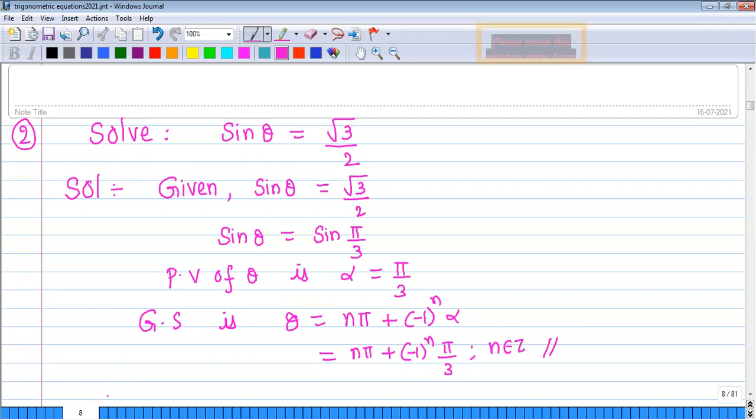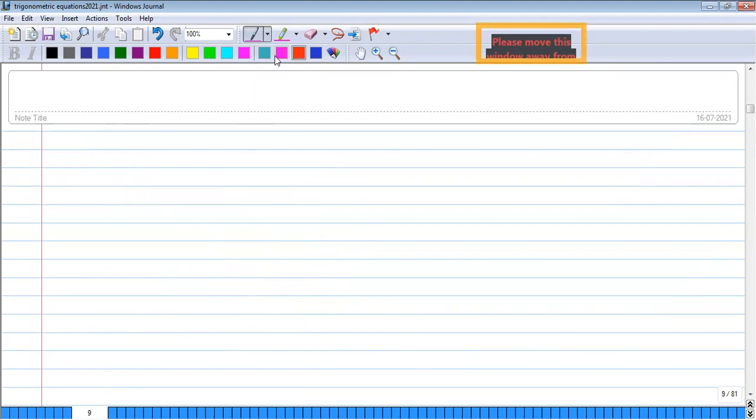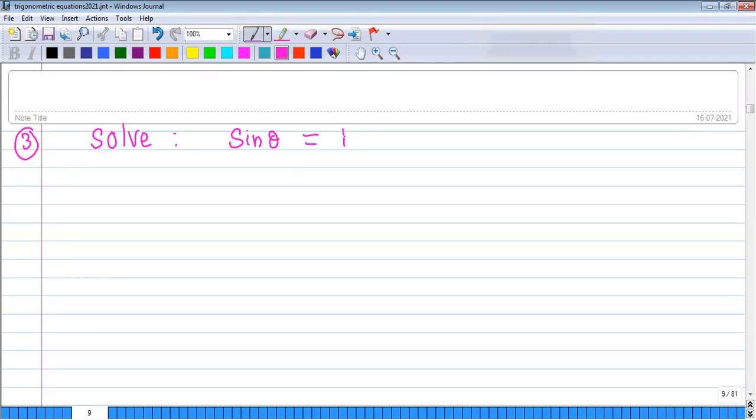Can I go for the next problem? Yes, sir. Solve sin theta is equal to 1. Alpha is equal to pi by 2, sir. General solution: n pi plus minus 1 whole power n into pi by 2.